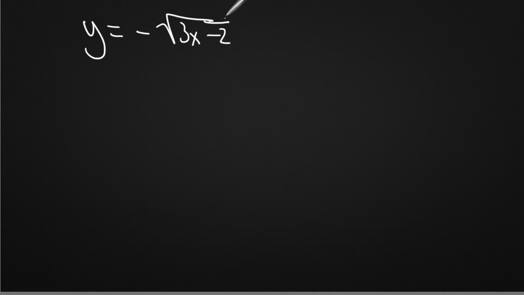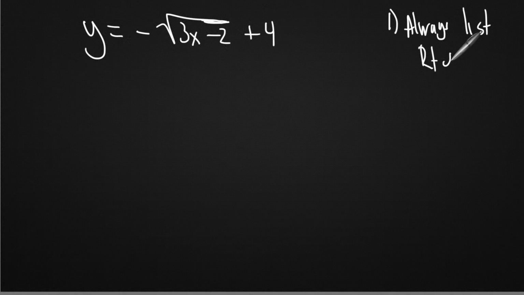Okay, now let's go backwards and let's see if I give you a function that has transformations in it, are you able to figure out what order the transformations were given or performed, should I say. So let's just start with something like this. Now, I want to give you a process for doing this. Always, number one, always list your right and left movement first.